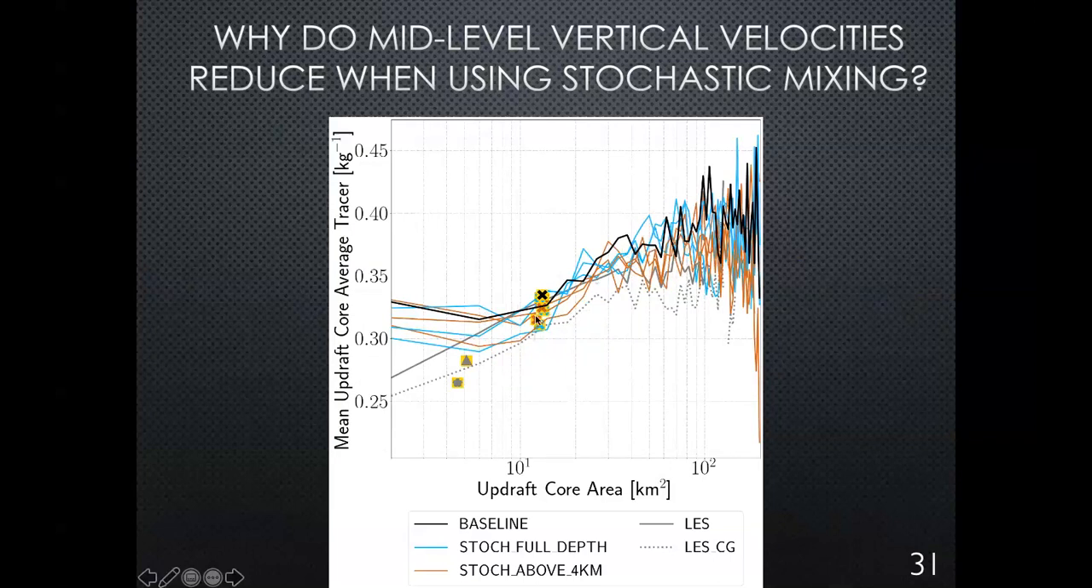So there is a small level of dilution occurring in the stochastic simulations, and this is essentially due to the more frequent sampling of higher mixing values. Even though it's not a constant value, the more frequent sampling of the larger values aids in that dilution.